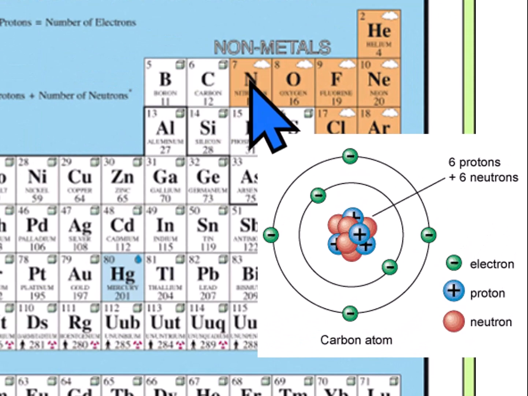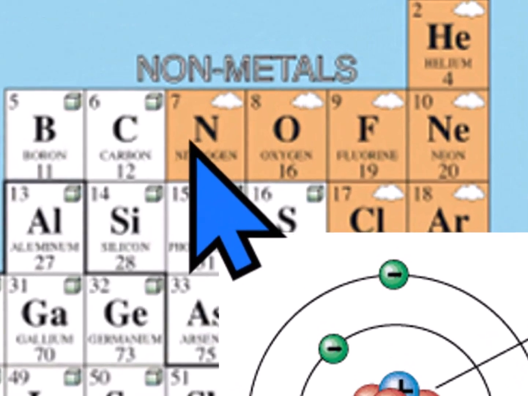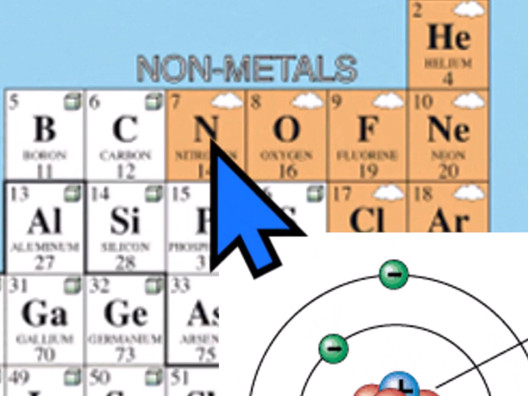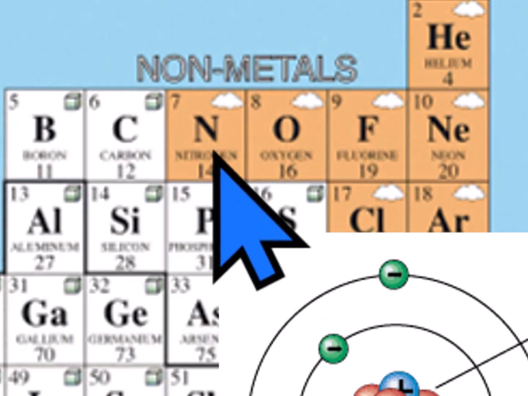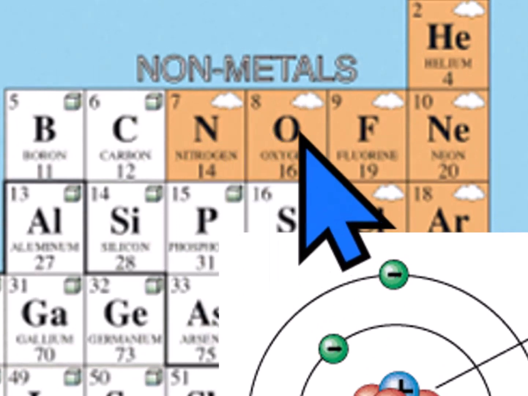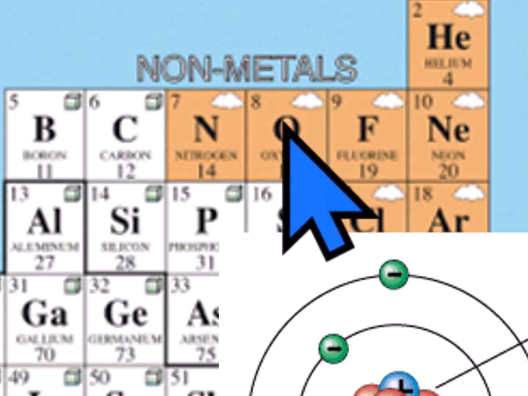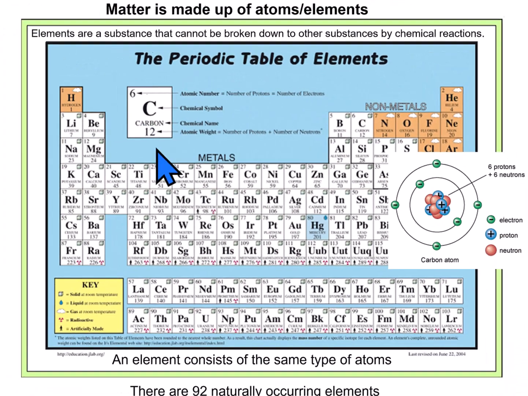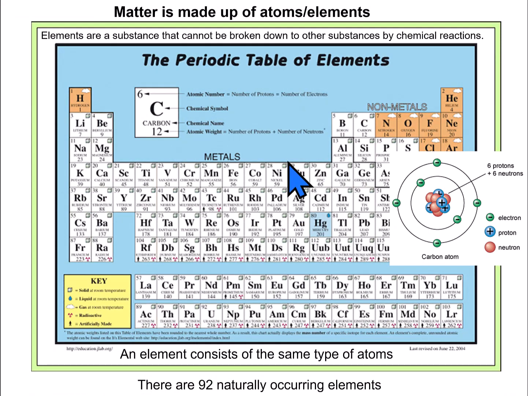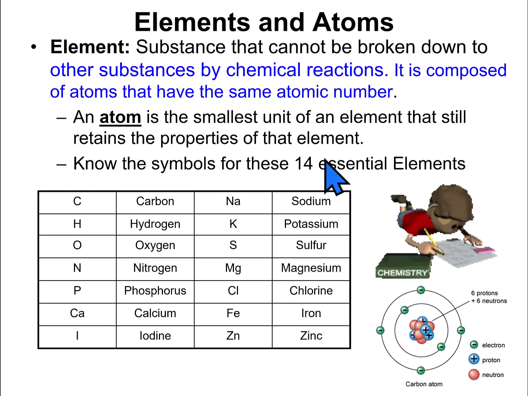If I add another proton to that, then I have 7 protons. You see that 7 right here? You have nitrogen. And then if I add another proton to this atom, then I have oxygen. Oxygen has 8 protons. So as you look along the periodic table, the number of protons determines what element it is, what atom it is. So as I said, elements, these are substances that cannot be broken down into other substances by chemical reactions. It's composed of atoms that have the same atomic number. Atomic number is the number of protons.